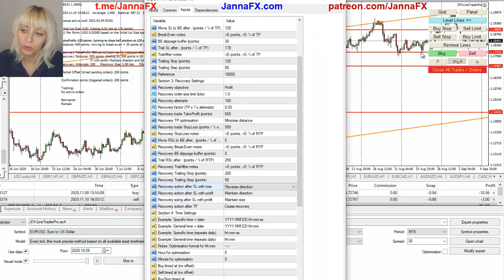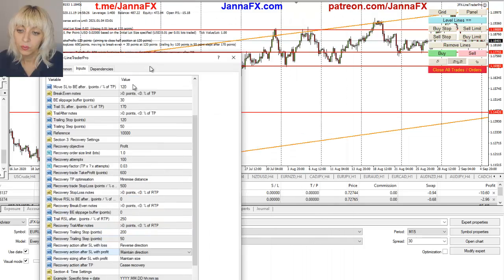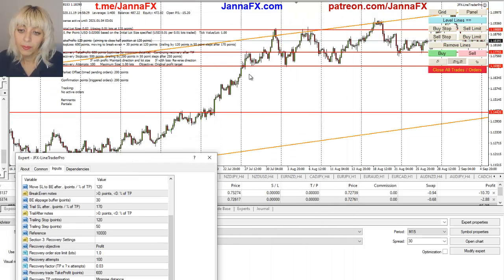But that you can do manually using these arrows. So that's why originally I'm using this reverse direction. Recovery action after stop loss with profit, you can also choose maintain or reverse. I keep maintain because, again, when it moves up and up and up and banks a little bit of profit, it will open exactly the same order and continue recovery. Open a new order again, bank a bit of profit and continue the same direction, right? If you choose reverse, when you bank a little bit of profit, it will open the opposite direction order.